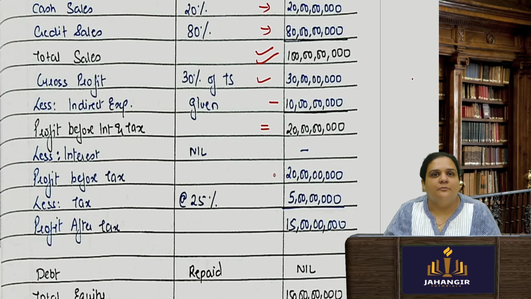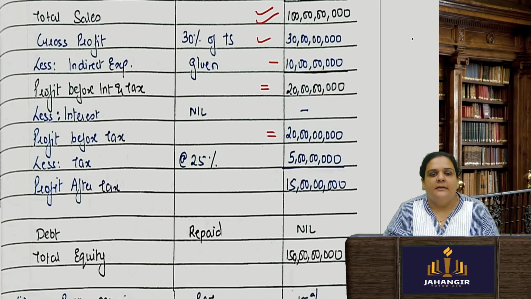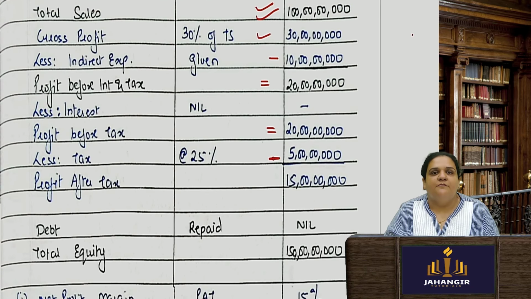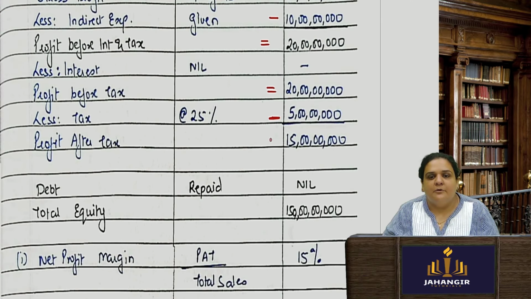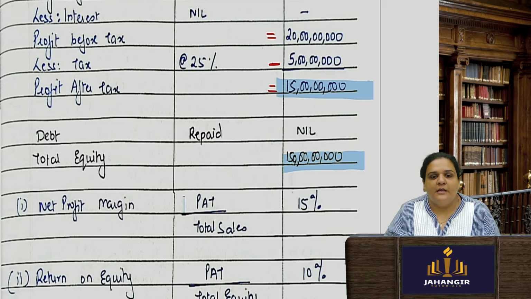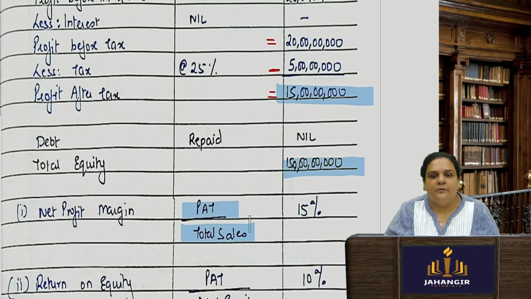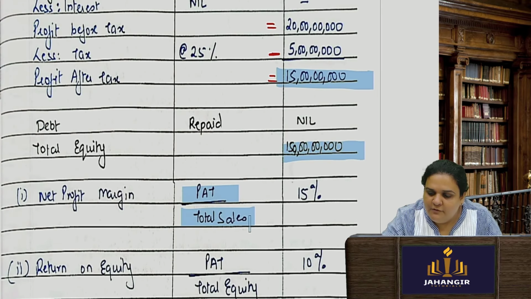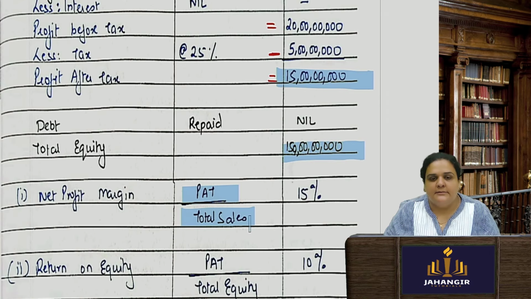Interest will be nil now because we have paid the loan on the first day. So profit before tax and profit before interest and tax are the same thing, 20 CR. Tax will be 25%, which is 5 crores. Profit after tax will change, 15 CR it will become now. Loan is repaid, so debt is 0. Therefore total equity will be 150 now. So net profit margin will be net profit after tax, which is 15 crore, divided by total sales, which will remain 100 only. So 15 divided by 100 is 15%.